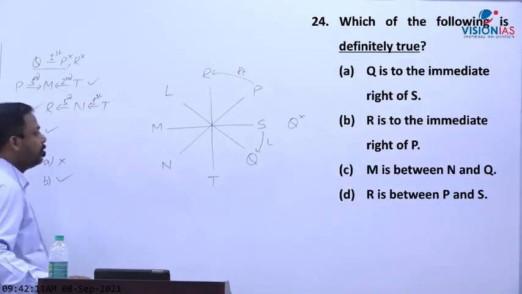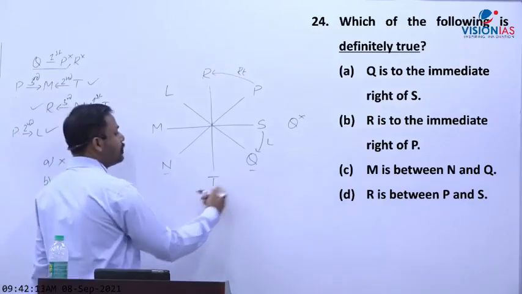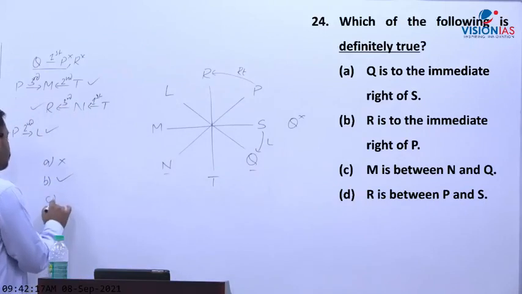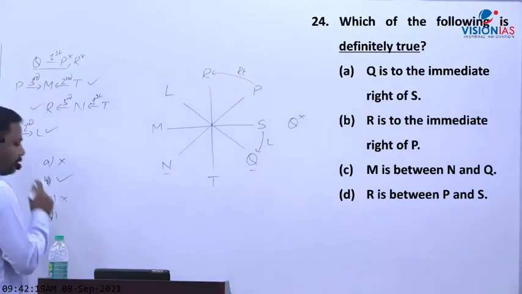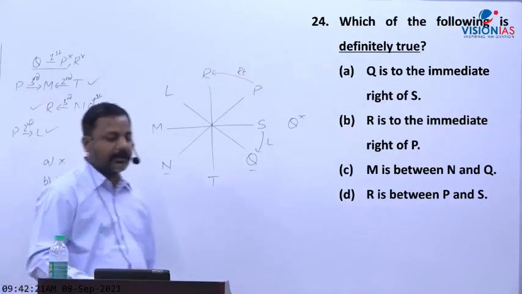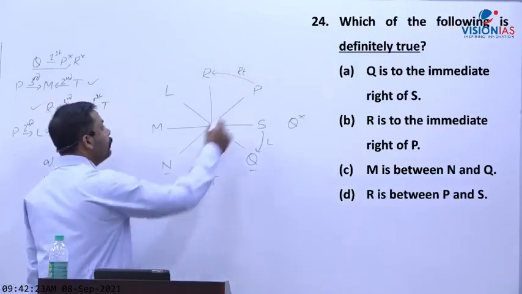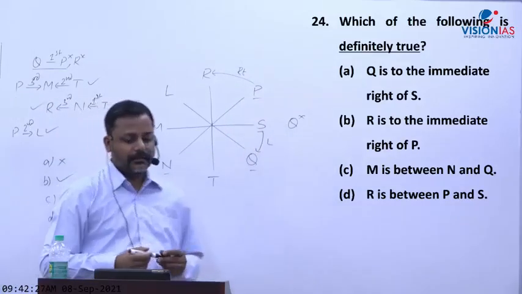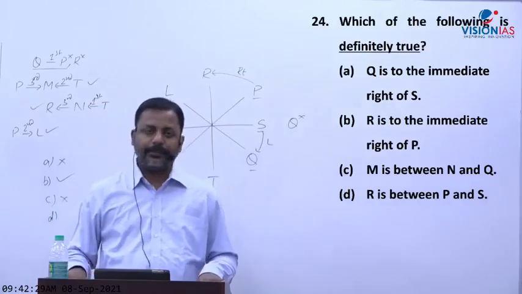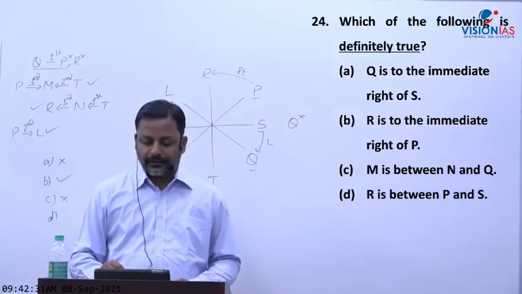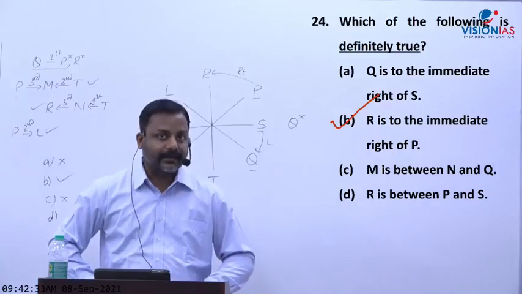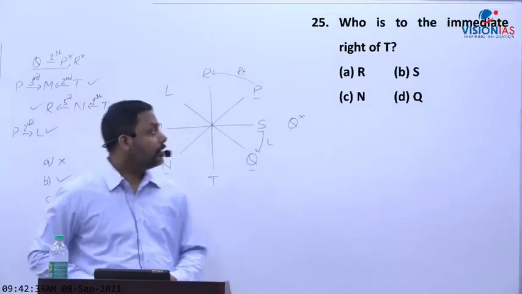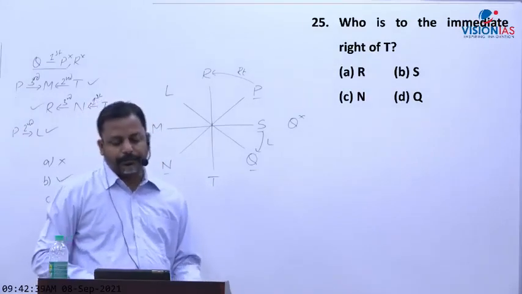M is between N and Q. No. T is between N and Q. Third one is also incorrect. And the final is R is between P and S. No. Since P and S are immediate neighbors, no one is there between P and S. So here the answer will be option second, meaning R is to the immediate right of P.